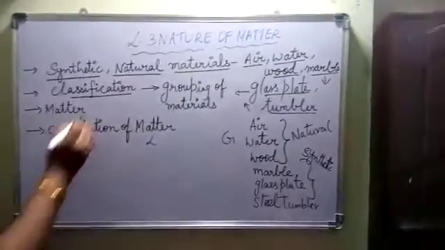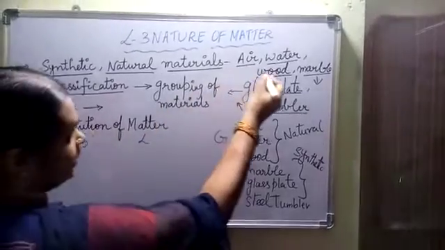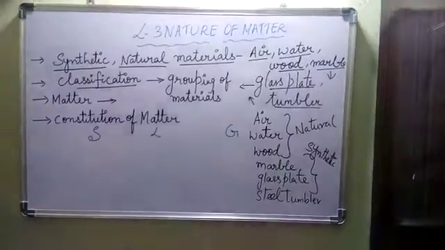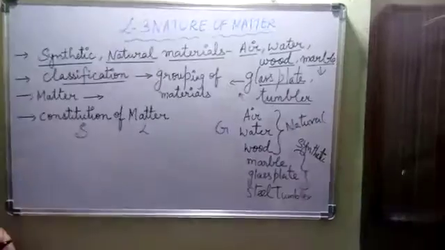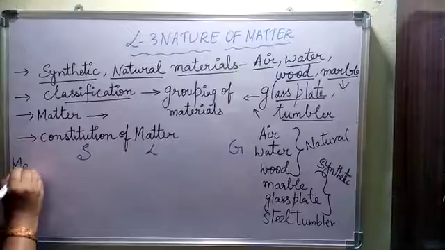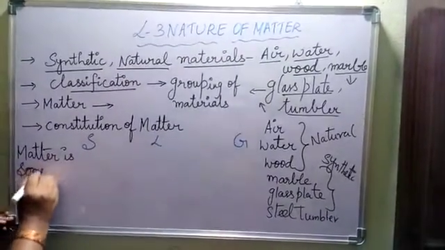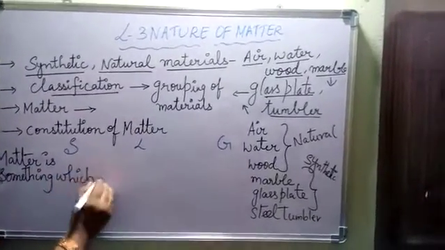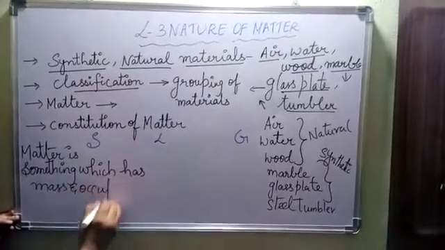Now, whatever objects we are seeing around us, let us take air or water or wood and even marble, so many things we are seeing around us, right? Each and every material is made up of matter. So what is matter? Matter is something which has mass and occupies space.